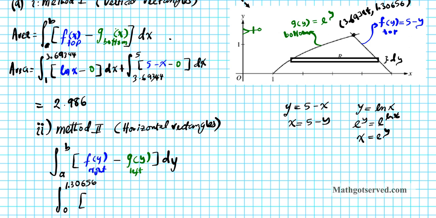Times f of y. Our f of y function is 5 minus y, minus our g of y function, the function on the bottom, or to the left, is e to the y, so minus e to the y. Okay? Now if you plug all that into your calculator, you're going to get the same answer, 2.986.